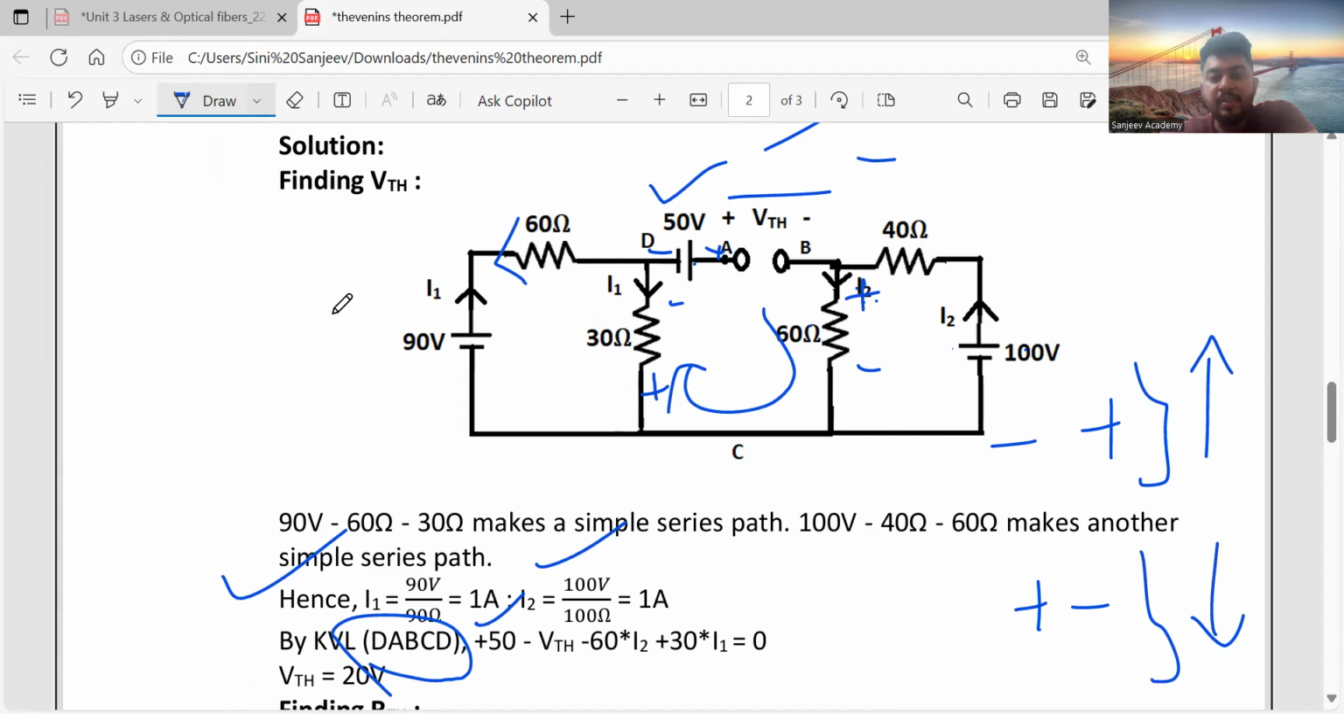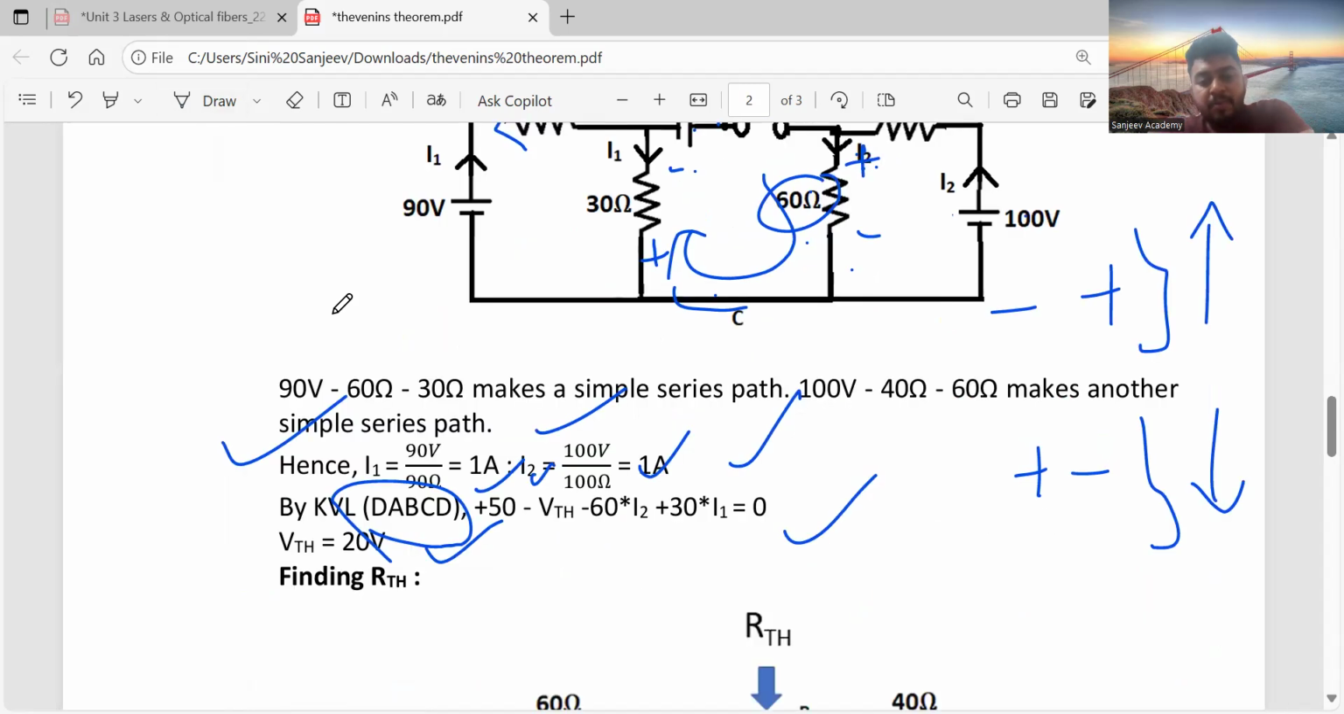And VTH is plus to minus, already given. So minus VTH, done. Then plus to minus: voltage is current times resistance, so minus 60 I2, done. Then going here, plus to minus, but the current is in the opposite direction, so minus minus, plus 30 I1 is equal to 0. While solving this, I already know the I1 and I2 values, so we'll get VTH very easily. Simple only.